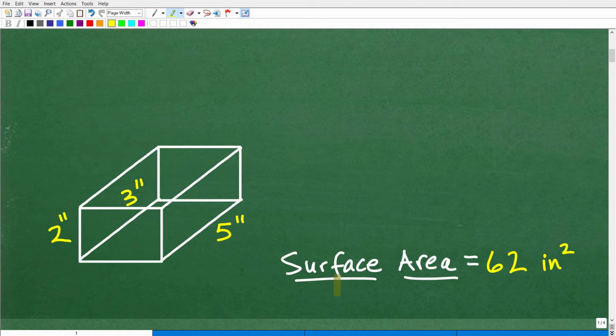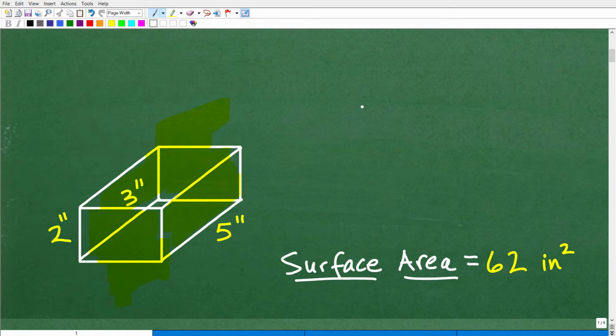It's basically, you can think of it as coverage area. If you wanted to put wrapping paper around this box, what would you need to cover? Well, we need to cover this side, and this side right here, and then the very top and the very bottom. Okay, the amount of coverage is the surface area.